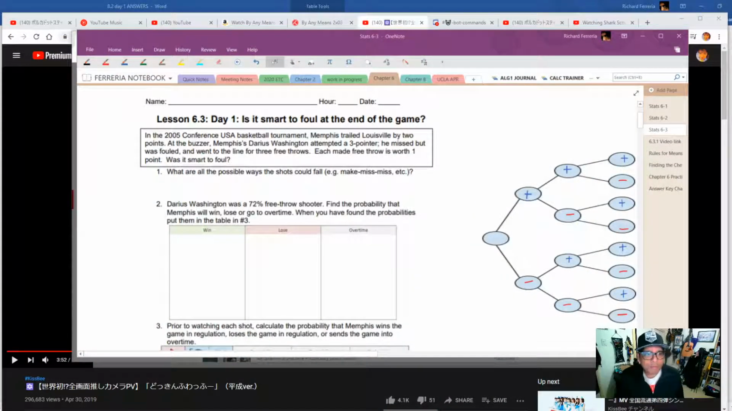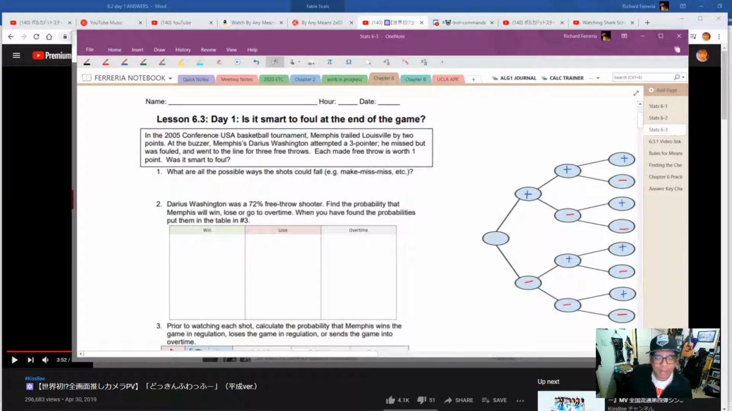The 2005 Conference USA basketball tournament: Memphis trailed Louisville by 2 points, and at the buzzer, Memphis's Darius Washington attempted a three-pointer. Now, he missed the three-pointer, but he was fouled in the act of shooting. So he went to the free throw line to shoot 3 free throws. Each free throw is going to be worth 1 point. So was it a smart idea to foul?